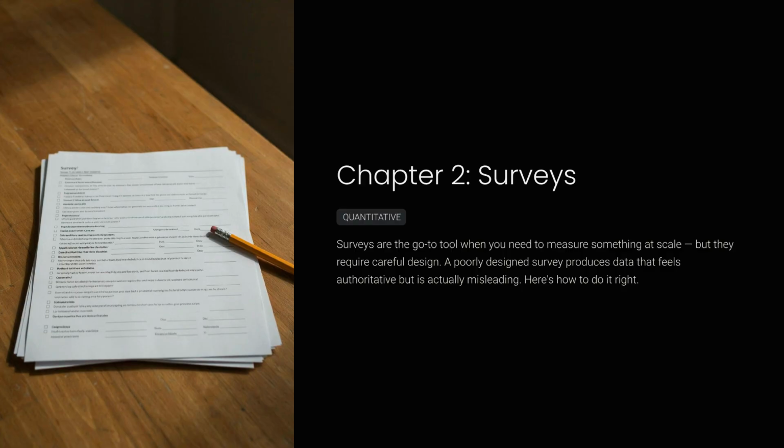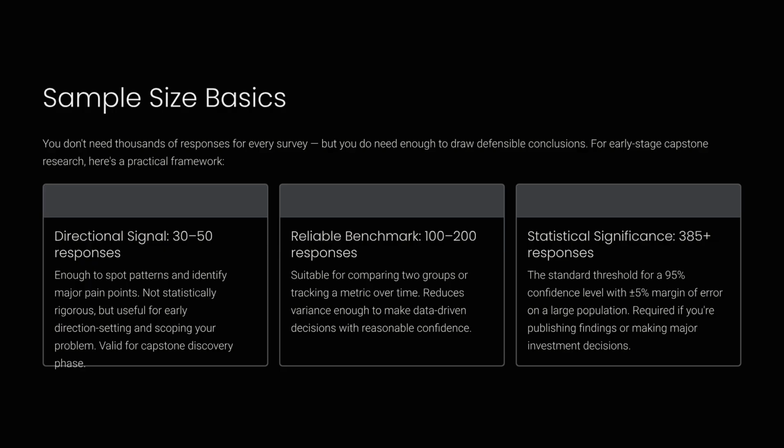In Chapter 2, we turn to surveys. They are excellent for measuring at scale, but they require careful design. A poorly designed survey can provide misleading data that feels authoritative. Regarding sample size, for early-stage discovery, 30 to 50 responses provide a helpful directional signal. For benchmarking or comparing groups, aim for 100 to 200.